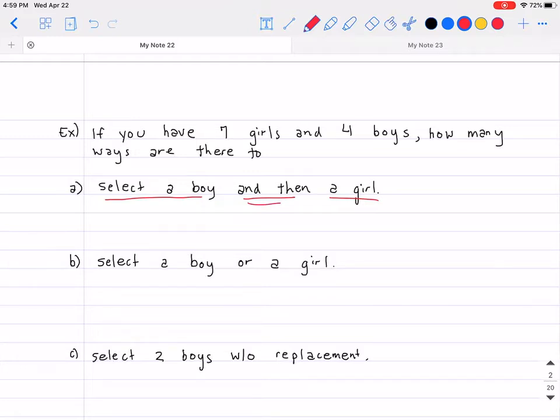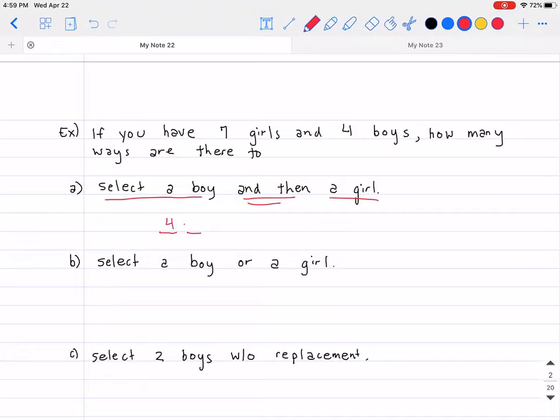So that tells me key things. 2 events, so that means we're most likely going to be multiplying the numbers together. And also the keywords, as I said: and then, because I have one happening after the other. Here is another way to write it so you can see it a little better. Let me create 2 slots, because we have 2 events, one after the other. And the words and then mean I'm going to multiply these 2 numbers together.